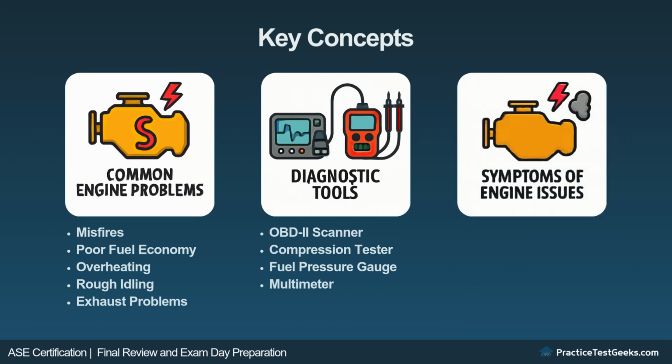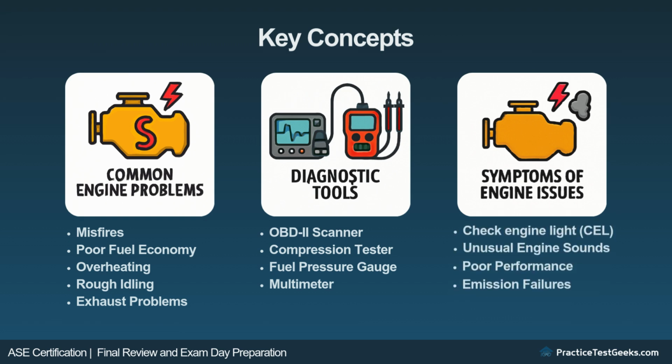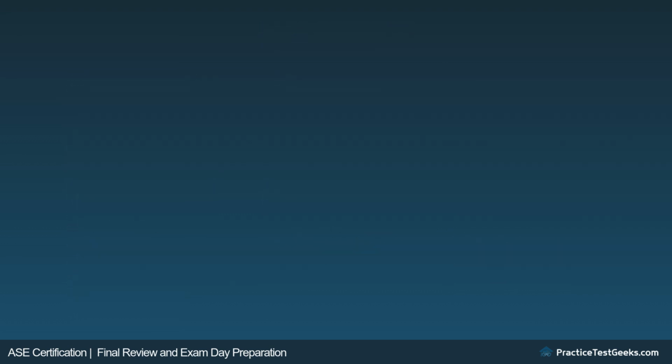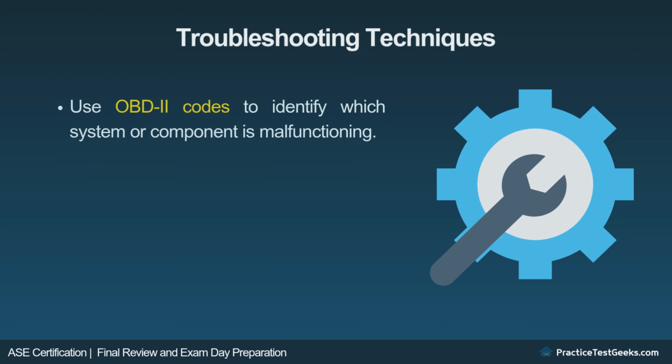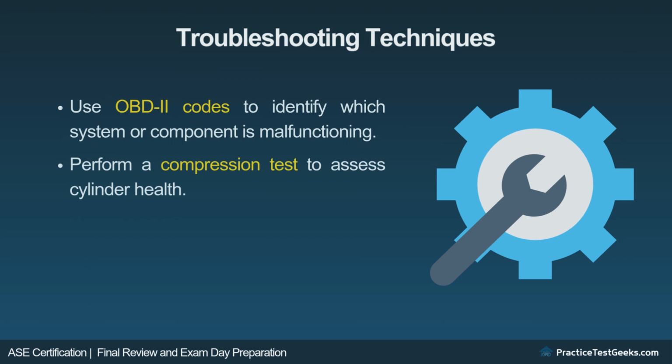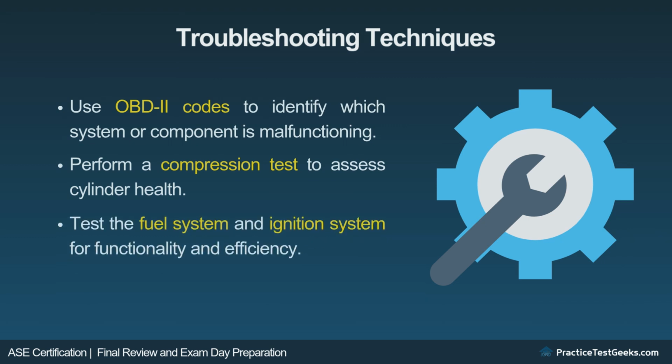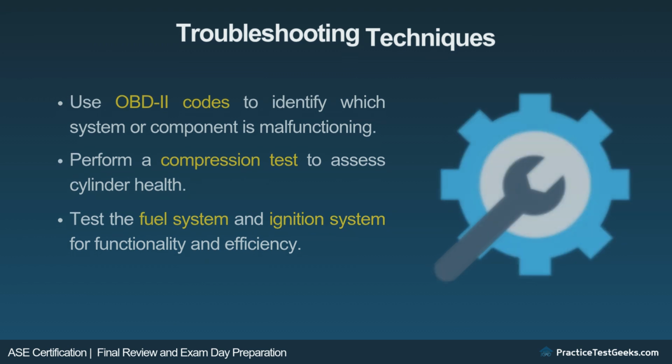Symptoms of engine issues. Look for indicators such as a check engine light, CEL, unusual engine sounds, poor performance, or emissions failures. Troubleshooting techniques. Use OBD2 codes to identify which system or component is malfunctioning. Perform a compression test to assess cylinder health. Test the fuel system and ignition system for functionality and efficiency.